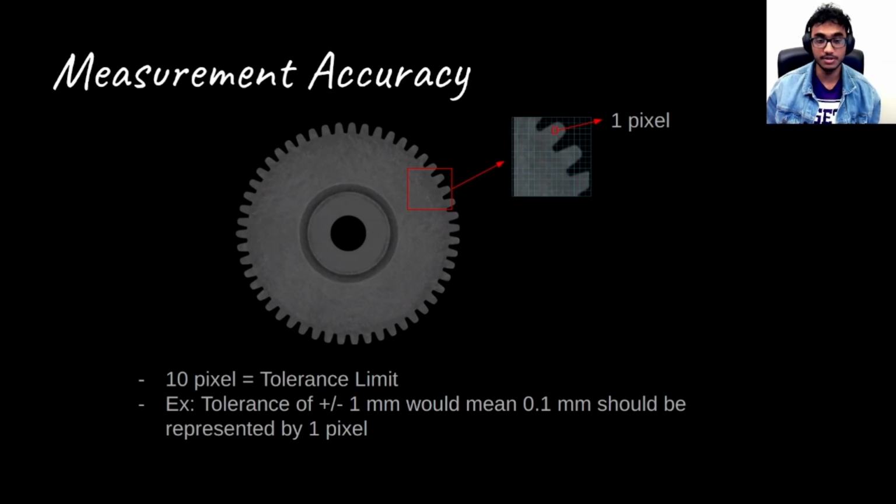So for example, if we have a tolerance of plus or minus 1 mm for measurement of this gear's diameter, then it would mean that 0.1 mm should be the size represented by 1 pixel, as in the spatial resolution, as in the 1 pixel would represent 0.1 mm on the part.